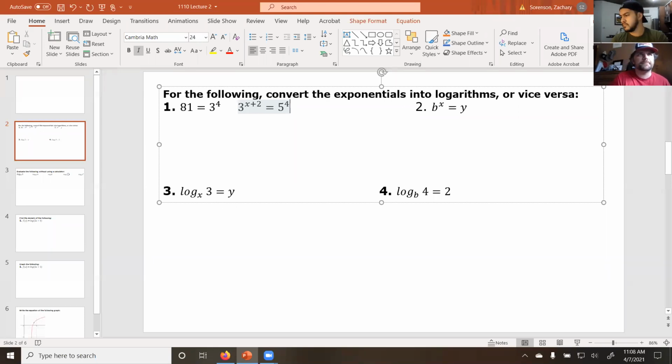Logs are not the easiest of concepts. Not everyone's super crazy about it. But what they are is they're inverses of exponentials. So like when I have x plus 2 is equal to 4, how do I solve it? I subtract 2 from both sides because addition and subtraction are inverses of each other. Same with multiplication and division. When I'm solving those problems, those are inverses of each other. And so that's what a logarithm is.